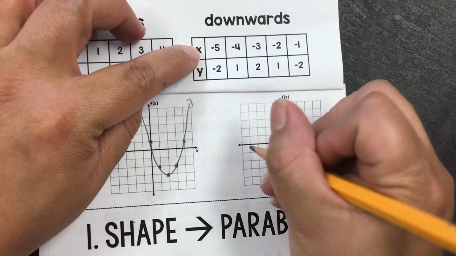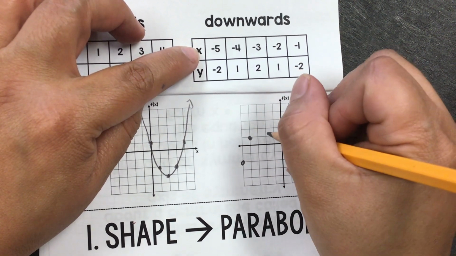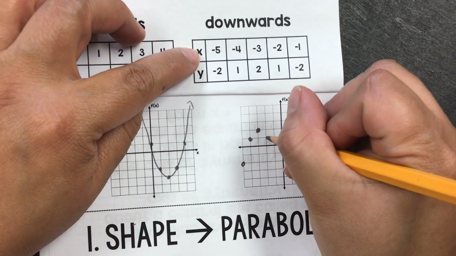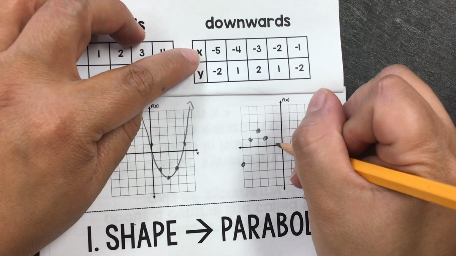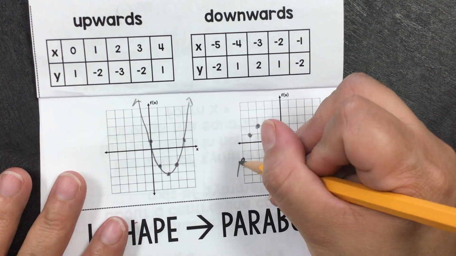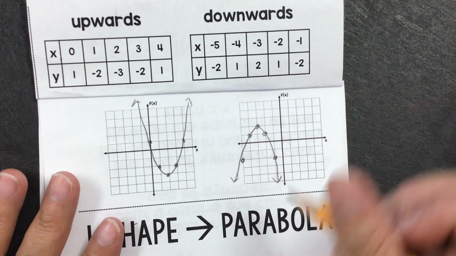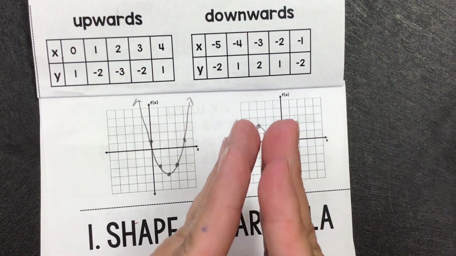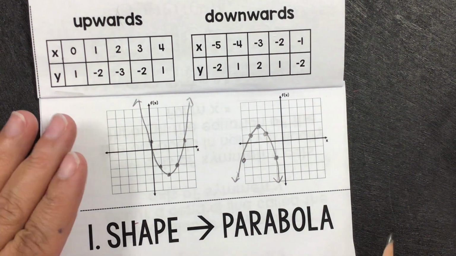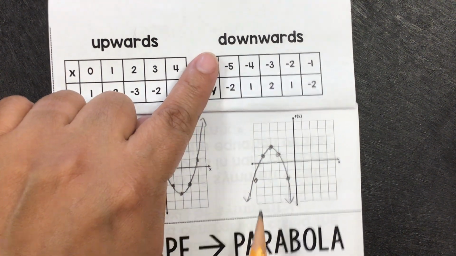Negative 5, negative 2. 4, 1. Negative 3, 2. 2, 1. Negative 2, 1. And negative 1, negative 2. Again, it's not a V shape. It's a U shape type of graph. And I'm going to state it again that this does keep going further and further apart, and it'll go down forever. So we can have an upward facing or a downward facing parabola.